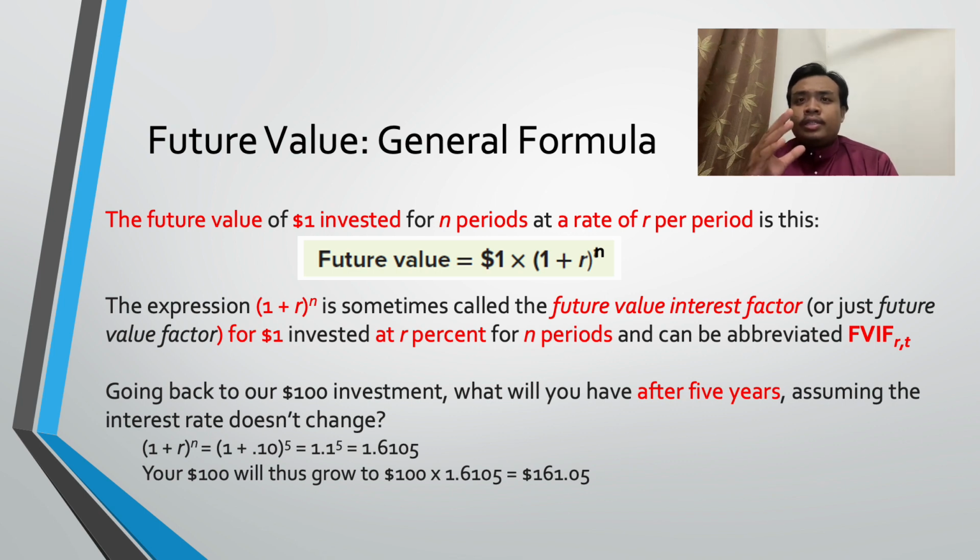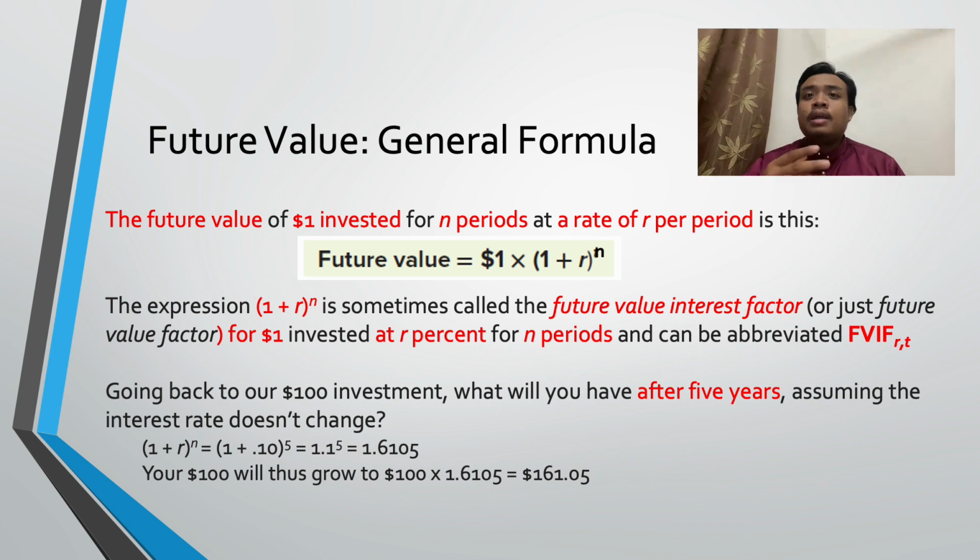Okay, we can see the future value of $1 invested for n periods at a rate of R per period is this. We can see on the slide, the expression (1 + R)^n is sometimes called the future value interest factor. Going back to our $100 investment, what will we have after 5 years, assuming the interest rate does not change?